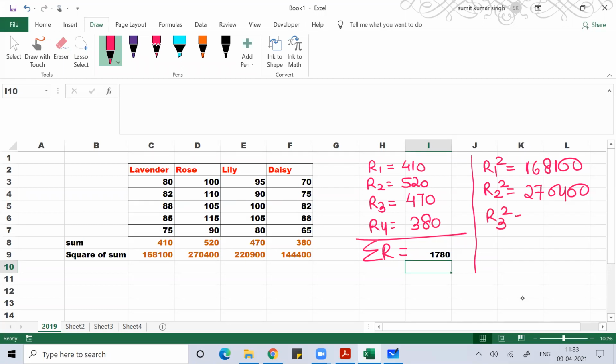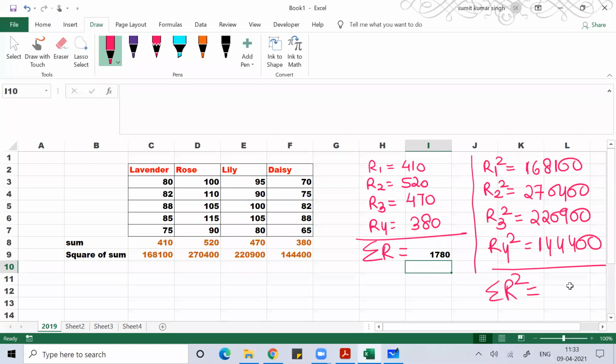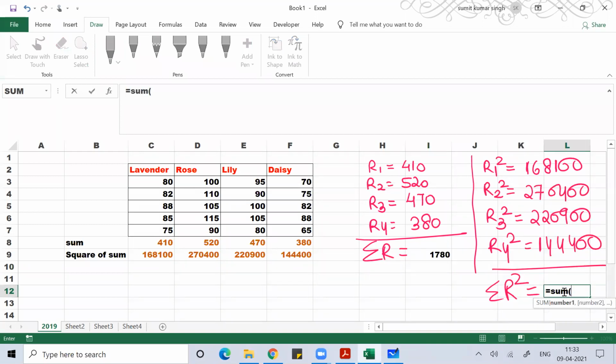So R3 square is 220900, and R4 square is 14440. So what is the sum of the squares? You can do the square sum.